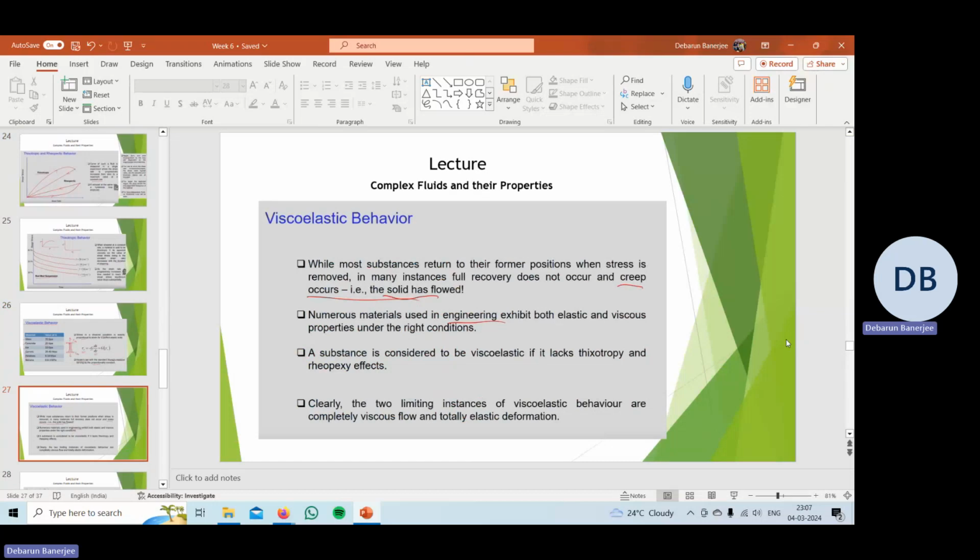Numerous materials used in engineering exhibit both elastic and viscous properties under the right conditions. A substance is considered to be viscoelastic if it lacks thixotropic and rheopectic effects. Clearly, the two limiting instances of viscoelastic behavior are completely viscous flow and totally elastic deformation.